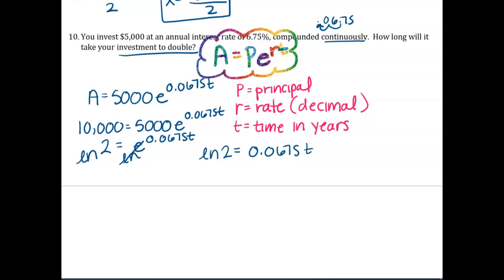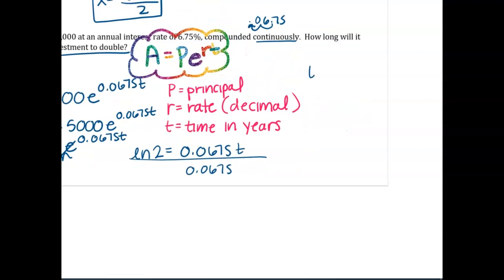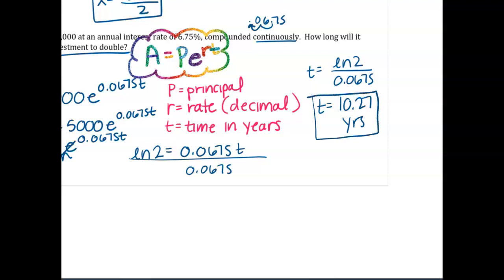0.0675 t. And so if I divide by 0.0675, the time it will take for my investment to double is natural log of 2 over 0.0675. Calculator, and this is about 10.27 years. And that's it.